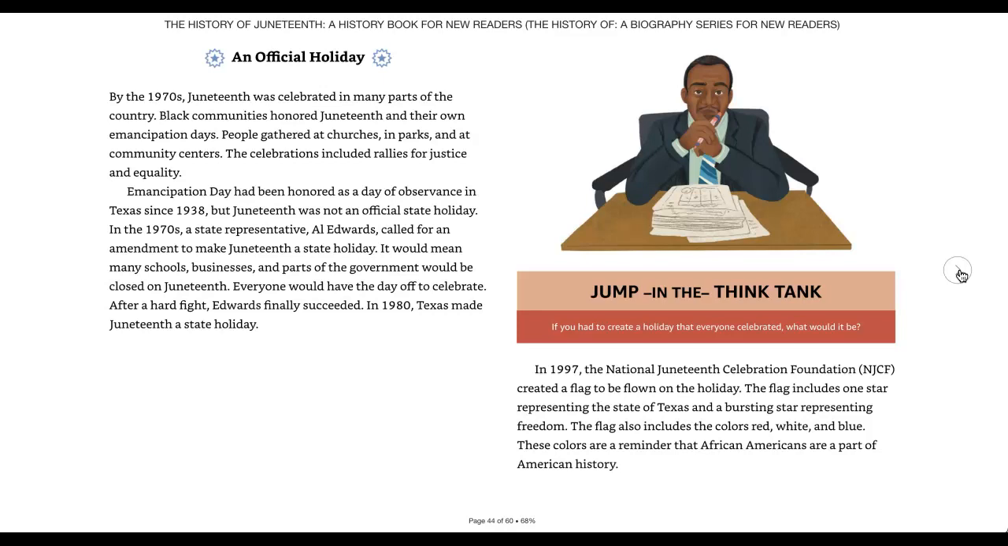Emancipation Day had been honored as a day of observance in Texas since 1938, but Juneteenth was not an official state holiday. In the 1970s, a state representative, Al Edwards, called for an amendment to make Juneteenth a state holiday. It would mean many schools, businesses, and parts of the government would be closed on Juneteenth. Everyone would have the day off to celebrate. After a hard fight, Edwards finally succeeded. In 1980, Texas made Juneteenth a state holiday.